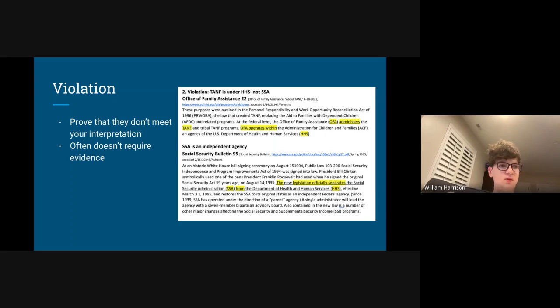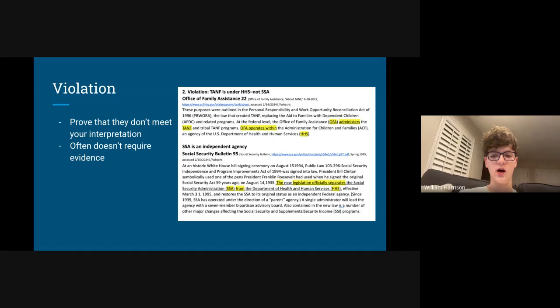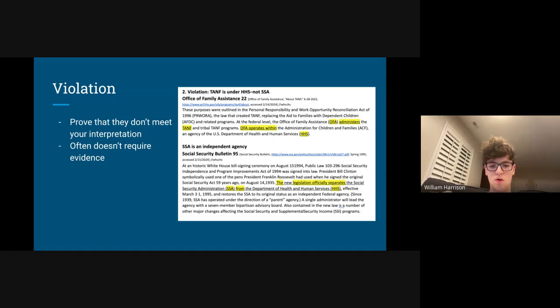This is an example of an affirmative from last year's topic about an expansion of TANF, the Temporary Assistance for Needy Families program. The AFF expanded it. We argued that it is not under the Social Security Administration because it's not administered by the Social Security Administration, so it's not Social Security. This violation did require evidence because we had to prove that TANF is not under the Social Security Administration.